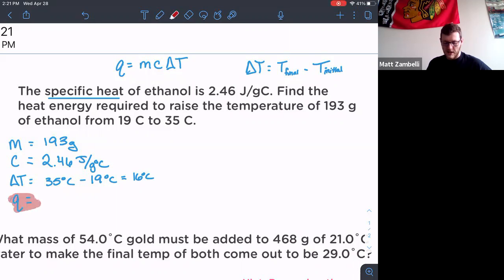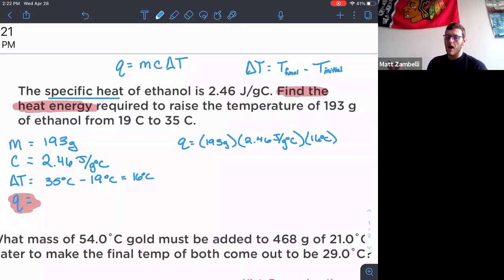So we have 16 degrees Celsius as our change in temperature, which means the unknown variable, the thing we're solving for, is Q, which should be the case because it says find the heat energy. If we're finding heat energy, we're looking for Q, which means we are on the right track. Now we can use our Q equals MC delta T equation. Let's plug in what we know. So Q equals M, which is 193 grams, times C, which is 2.46 joules per gram degree Celsius, times our delta T, which is 16 degrees Celsius.